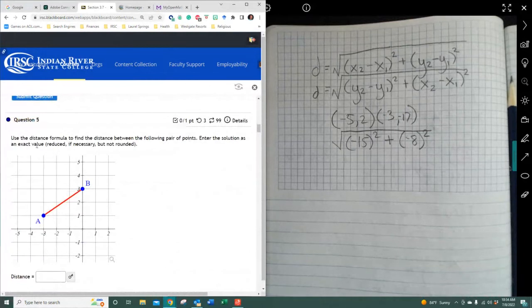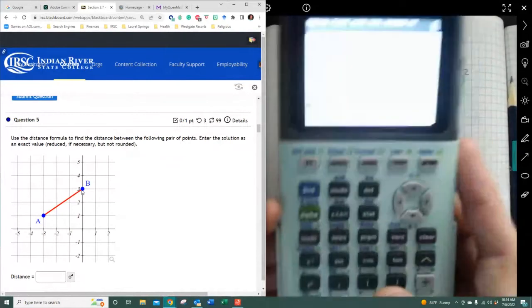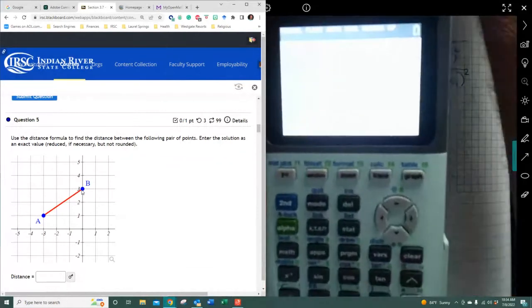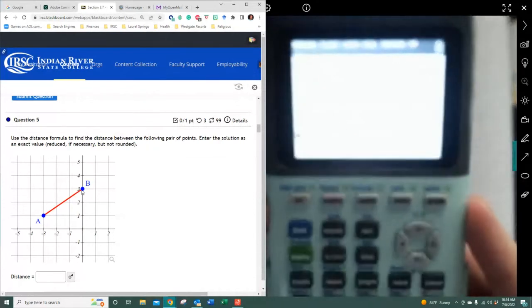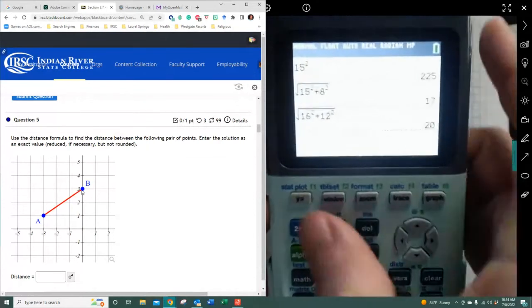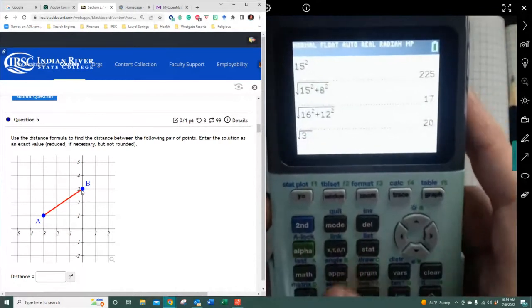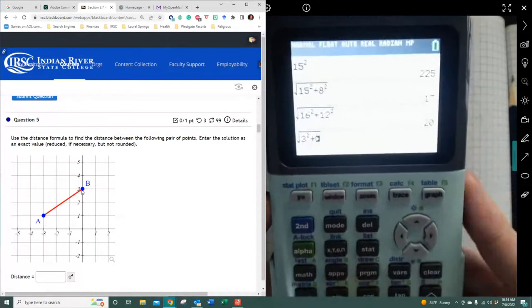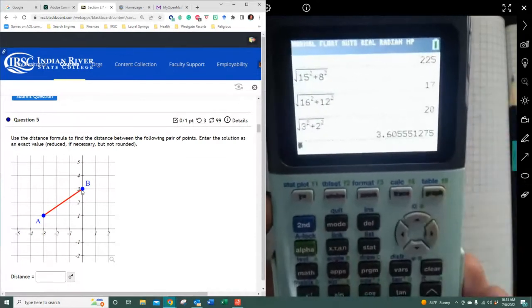Now, for the distance formula, you can also use the Pythagorean theorem when it comes down to it. It's up to over 3. So then it's 2 squared. And all you got to do is drop it in your calculator as such. Okay, so all I got to do is take the square root of 3 squared plus 2 squared.